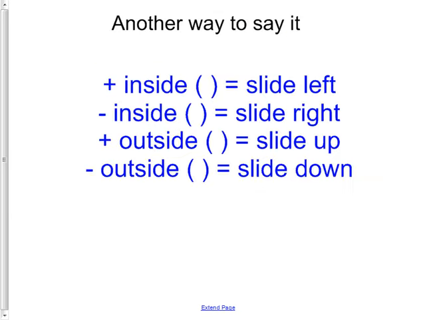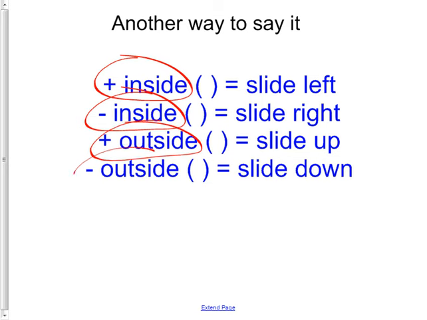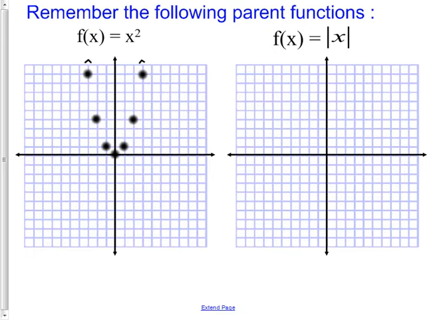Okay, moving on. Another way to say it. On the inside, it did go somewhere. Slide left, and on the, let's see, plus on the inside goes left, minus on the inside goes right. On the outside, you're going up and down, and that's intuitive on the outside. Counterintuitive on the inside. All right, here is a parent function, the x squared.